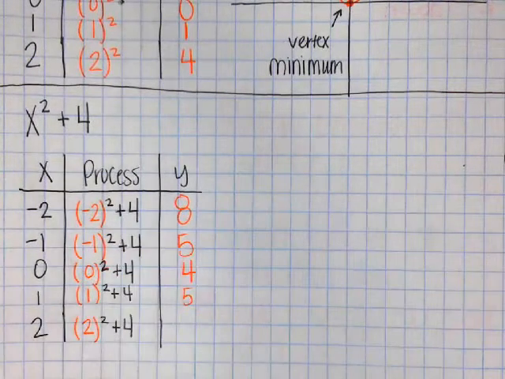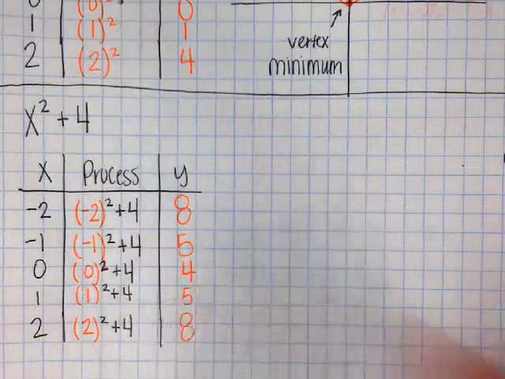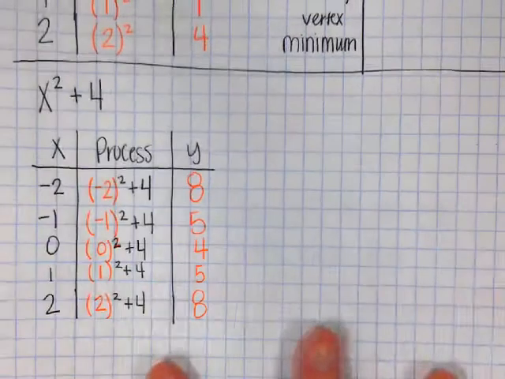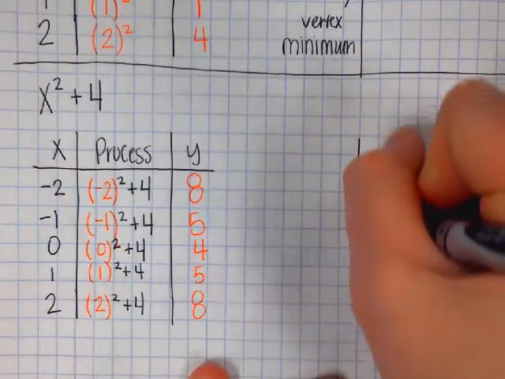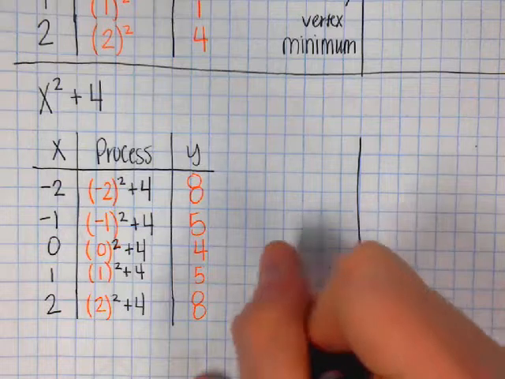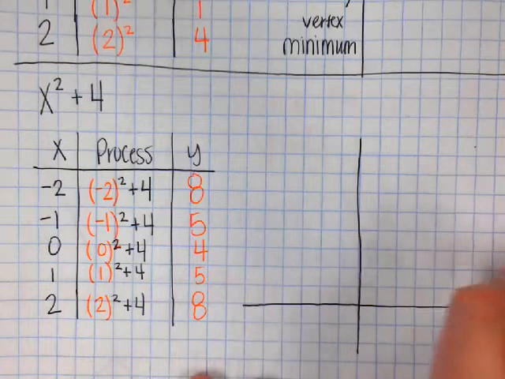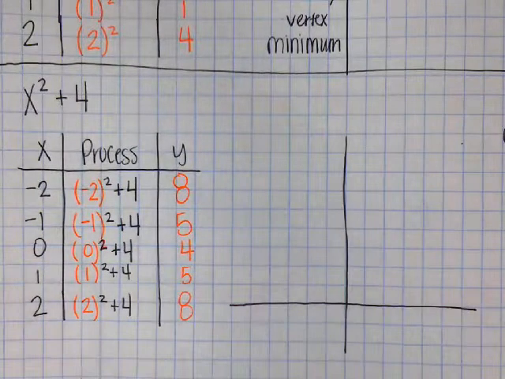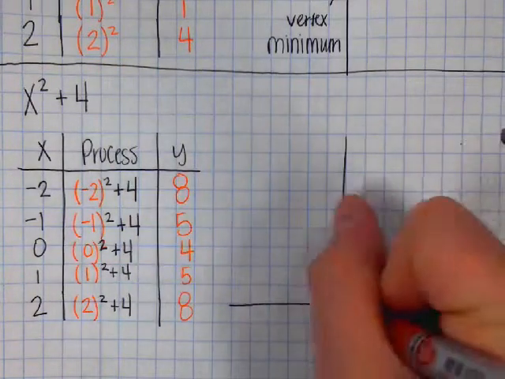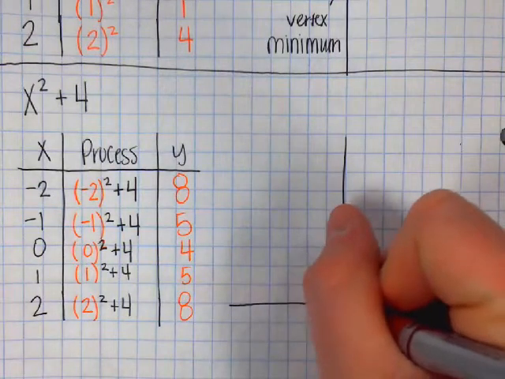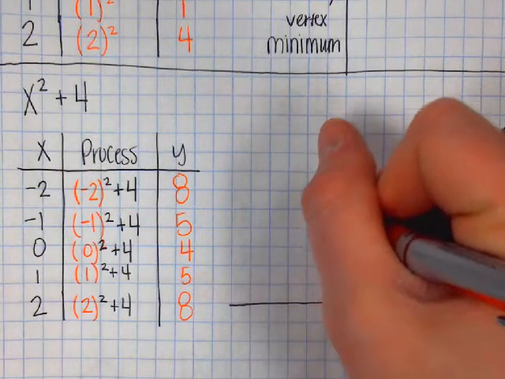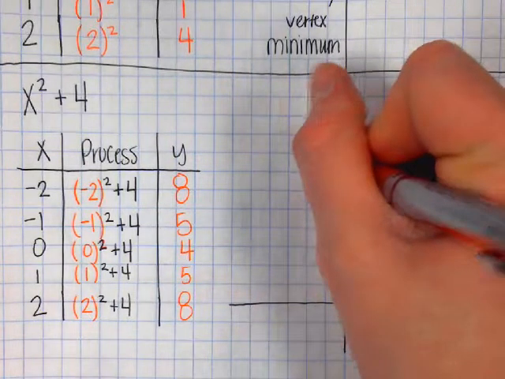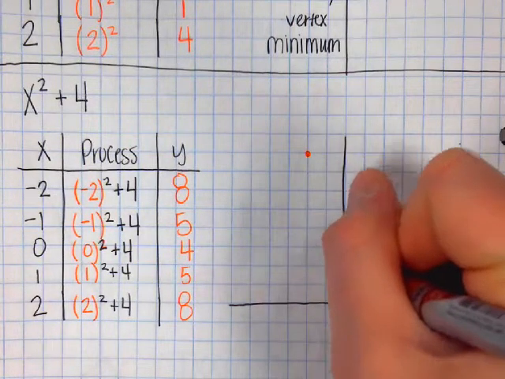2 squared plus 4. 2 times 2 is 4, plus 4 is 8. Okay, I'm going to go ahead and graph it. This goes all the way up to 8, so I'm going to put my axis a little bit lower, and I don't have any negative numbers. So -2, 8, so count back 1, 2, then count up 8. 1, 2, 3, 4, 5, 6, 7, 8.